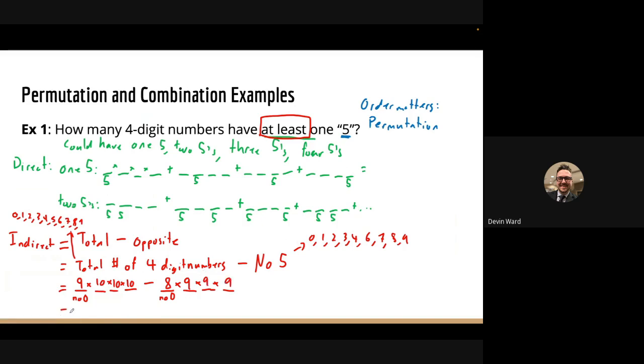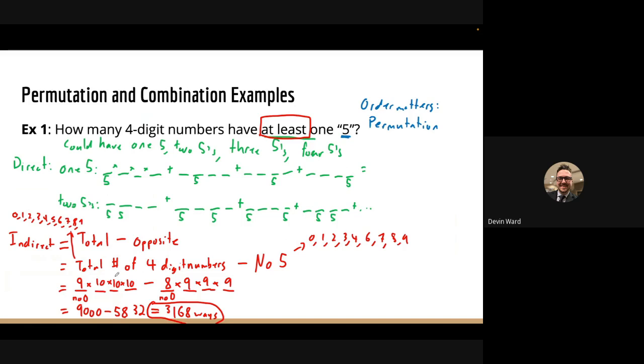Okay, so that will be equal to, I'm kind of running out of space here, 9 times 10 times 10 times 10, which is 9,000, minus 8 times 9 times 9 times 9. Put that into your calculator, you should get 5,832, which means that there are 3,168 ways. Okay, so that means that 3,168 4-digit numbers have at least 1 five in them.